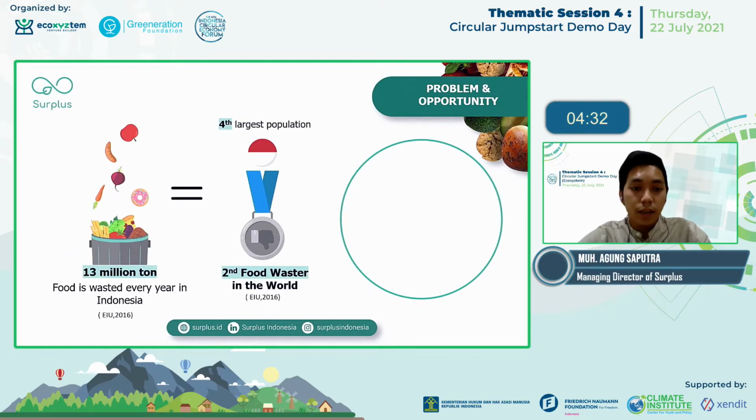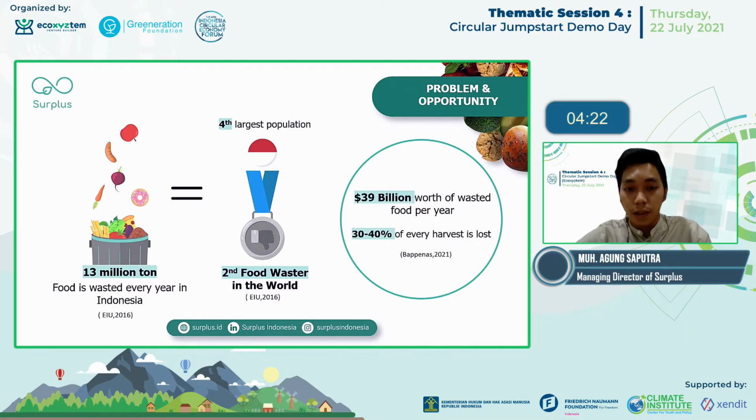So we start from here. Around 13 million tons of food is wasted every year in Indonesia, according to EIU 2016. That's why they put Indonesia as the second food waster in the world after Saudi Arabia. And according to Bappenas 2021, it's around $39 billion worth of wasted food per year. So it's a really huge financial loss that Indonesia has received so far.